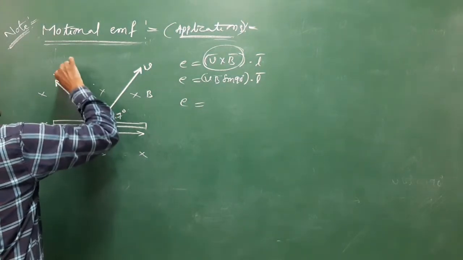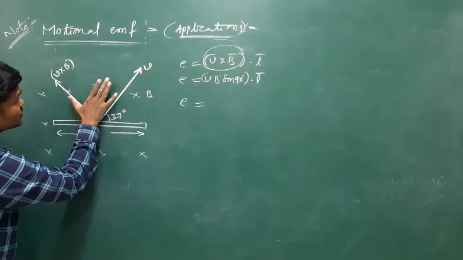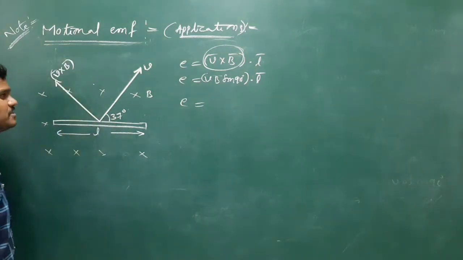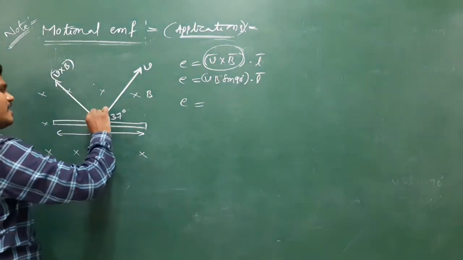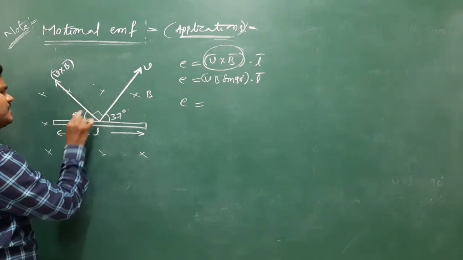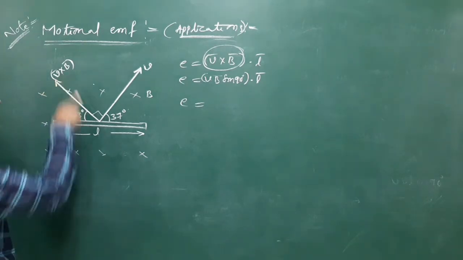This is the direction of V cross B. On whichever side the thumb shows, that gives the direction of V cross B. I think I'm confusing it, so let us try. The angle between this is 90, 37, 90. How much is it? 53. Okay, 53.